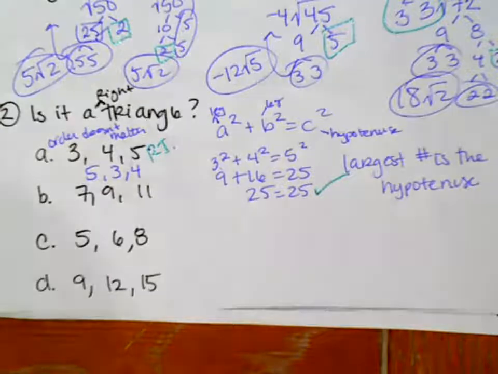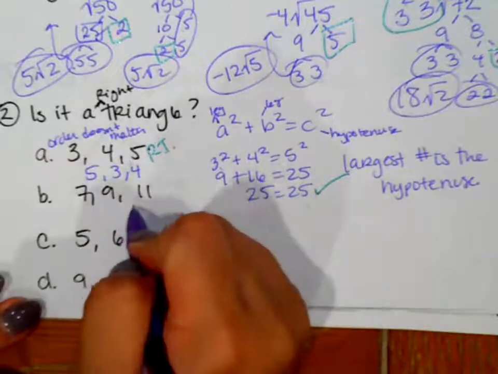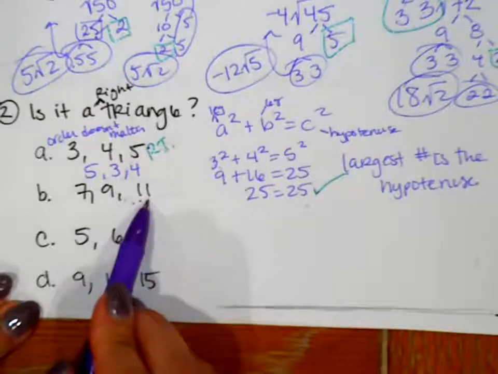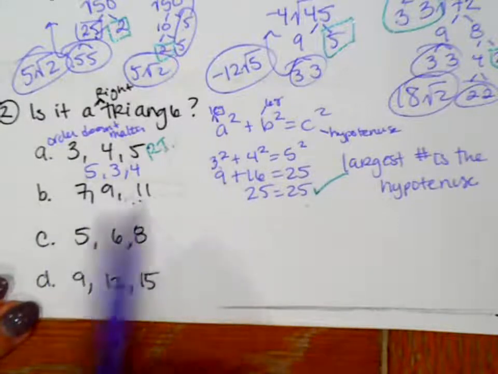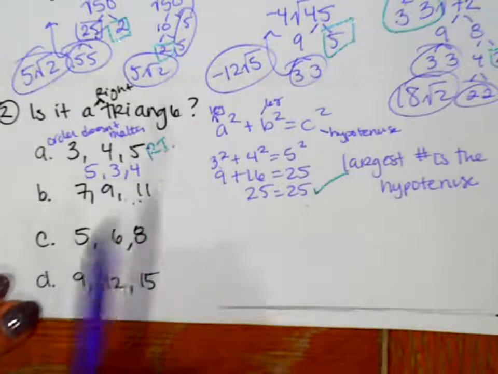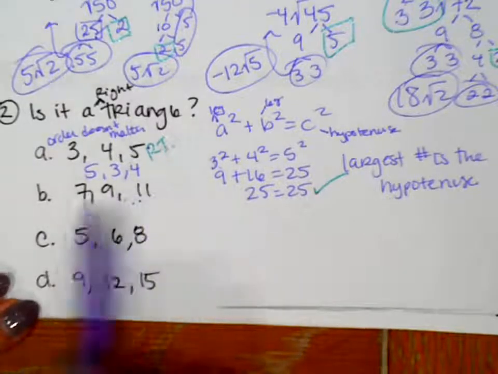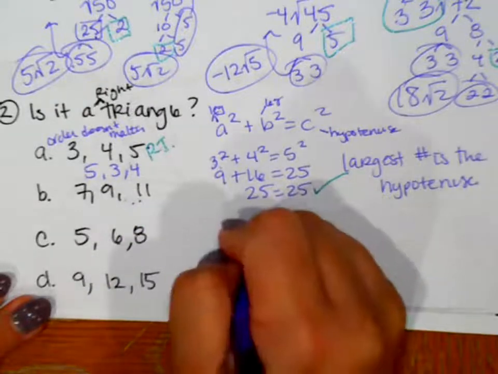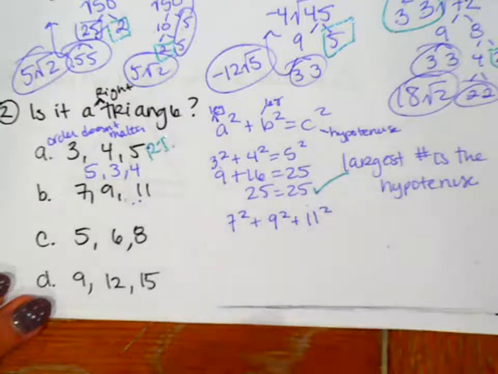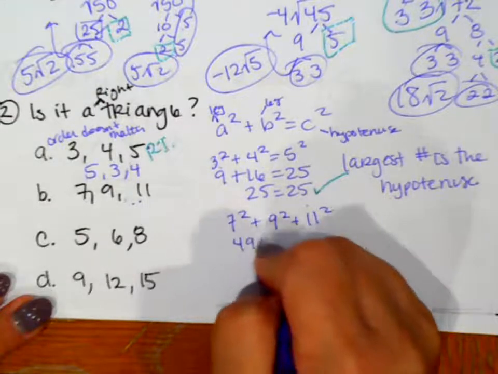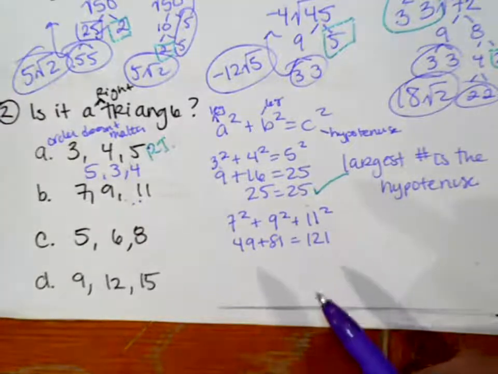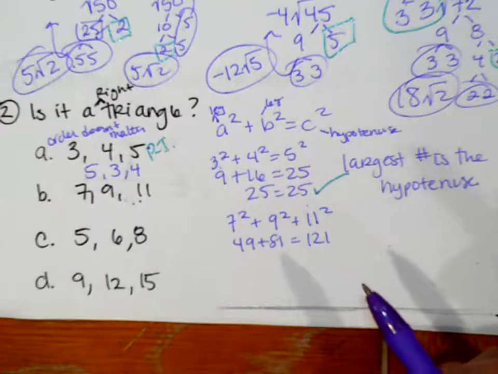Let's try 7, 9, and 11. This guy right here is my hypotenuse. 11's the biggest number, right? So he has to be my hypotenuse. Again, the order does not matter. The biggest number has to be the hypotenuse, regardless of the order that these are in. So I'm going to go 7 squared plus 9 squared equals 11 squared. 49 plus 81 equals 121. Just so you guys know, everything up to 12 squared is fair game without a calculator.